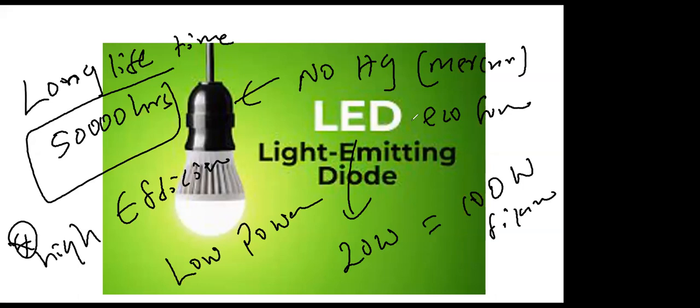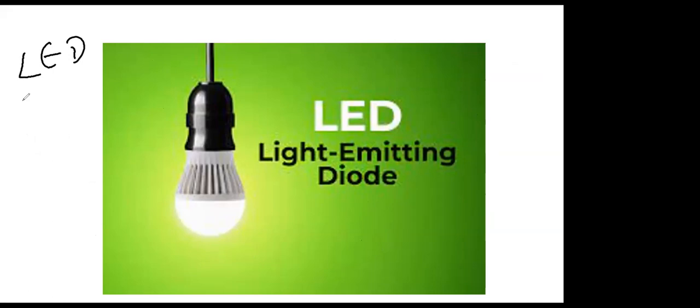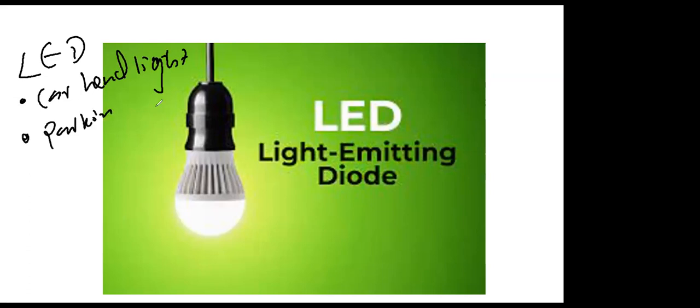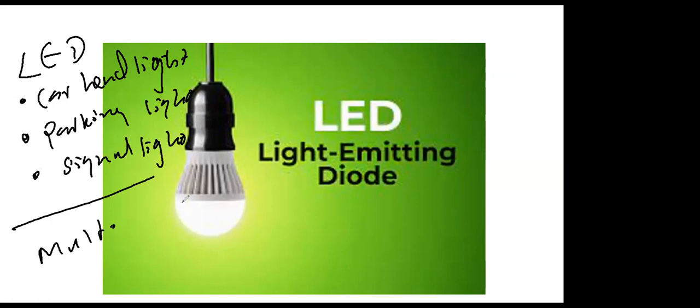Now LED is everywhere. LED car headlights. LEDs are used as car headlights. In some vehicles, these hybrid vehicles, the headlamp is LED. Then parking lights and signal lights of vehicles are LED. Most of the lamps are now LED because of low power consumption. Signal lights, parking lights, all these are LED lamps. Then multimedia projector lamps. These are the applications of LED: LED projectors, LED televisions, and traffic lights.